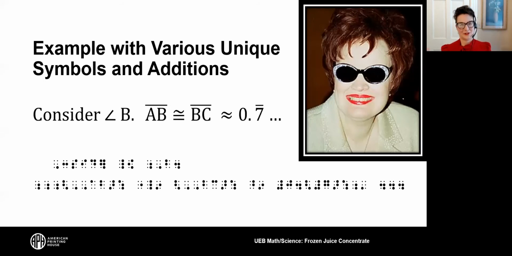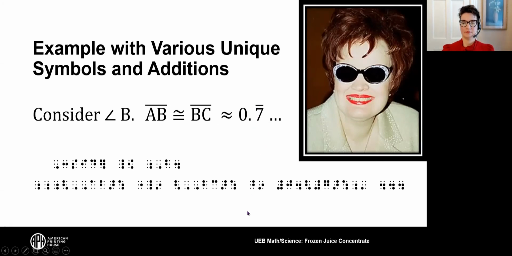Ready? Maybe you need to put on some jazz to refresh your brain while we delve into another UEB Math Science example. This one includes an angle symbol and this line over, or bar over, some letters. Yeah, this is a geometry example. An approximately equal to symbol. This specific symbol is the equals with a tilde over it. Also, an approximately equal to symbol. This one is a tilde over a tilde. And then one more thing, we have a bar over the numeral 7, which is part of the greater number 0.7.